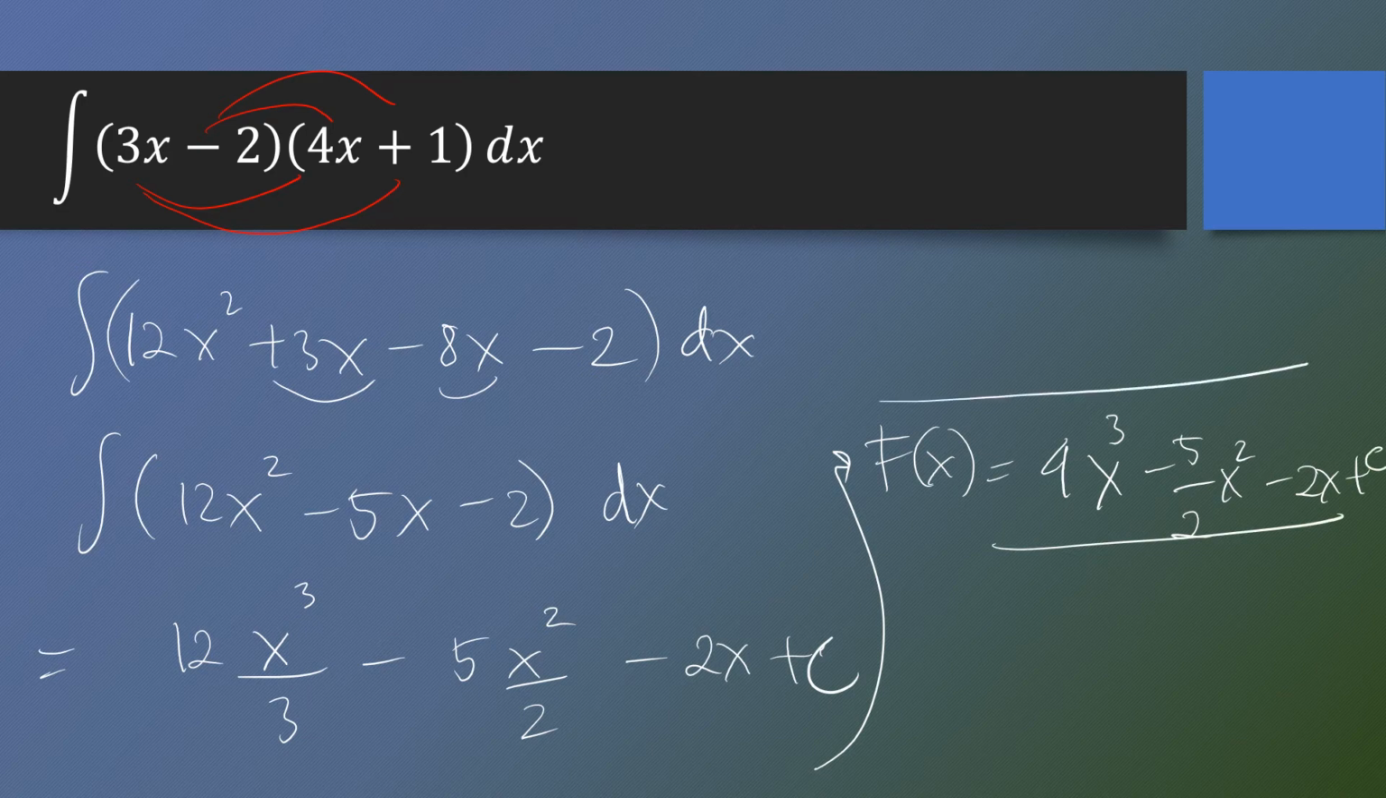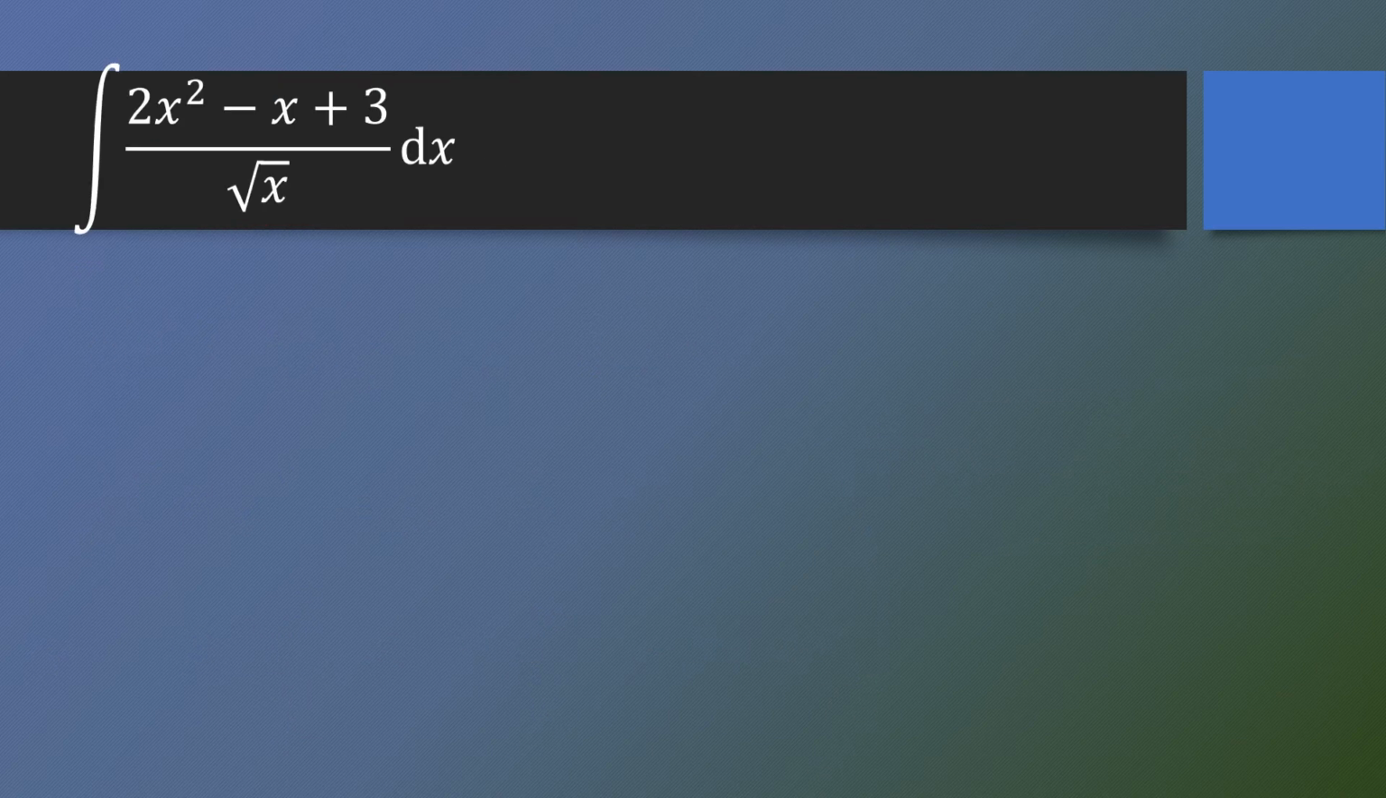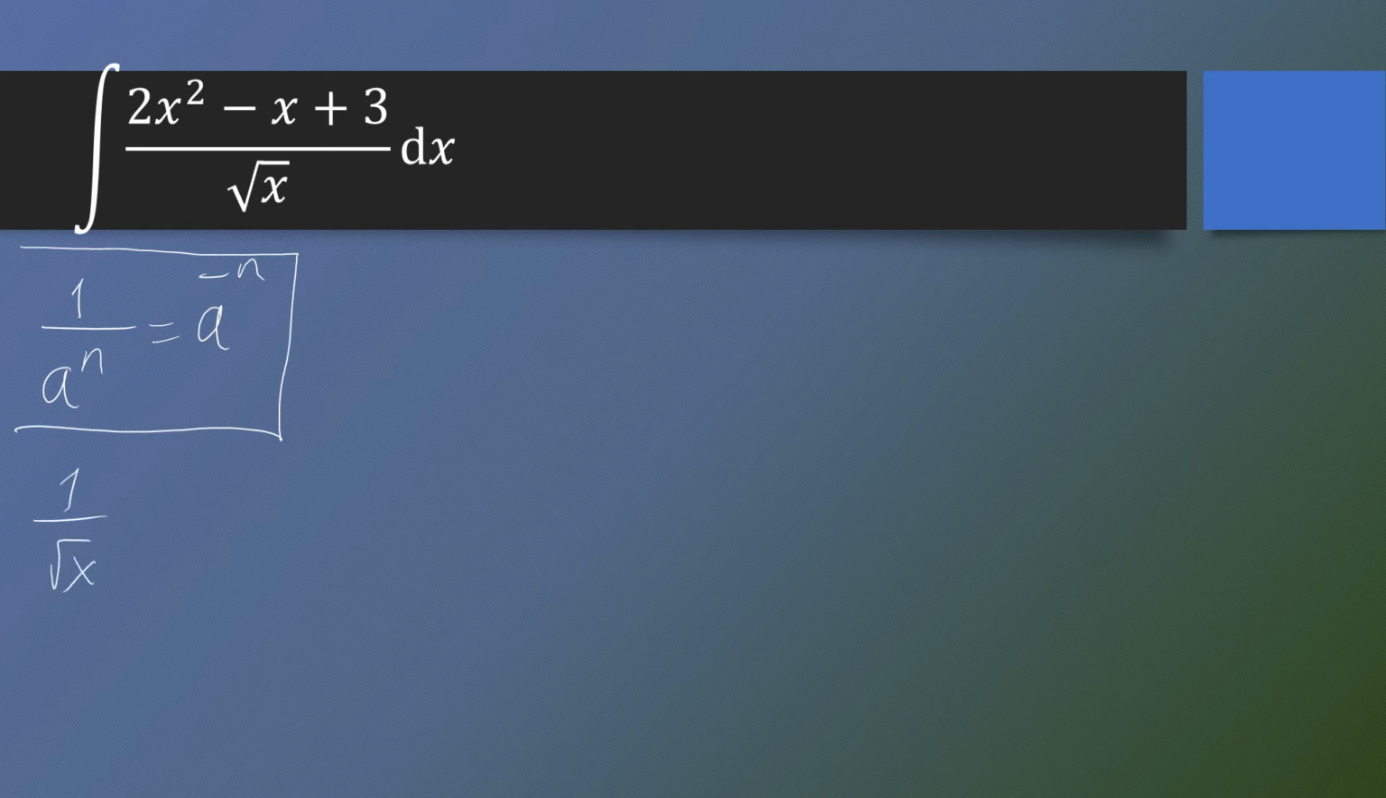Okay, in this question, what is the integral of 2x squared minus x plus 3 all divided by square root x dx? So remember, when we divide 1 by a to the power of n, it will be equal to a to the power of negative n. It will be the same when we divide 1 by square root x. We know square root x is equal to x to the power of 1 half. So it will be equal to x to the power of negative 1 half.